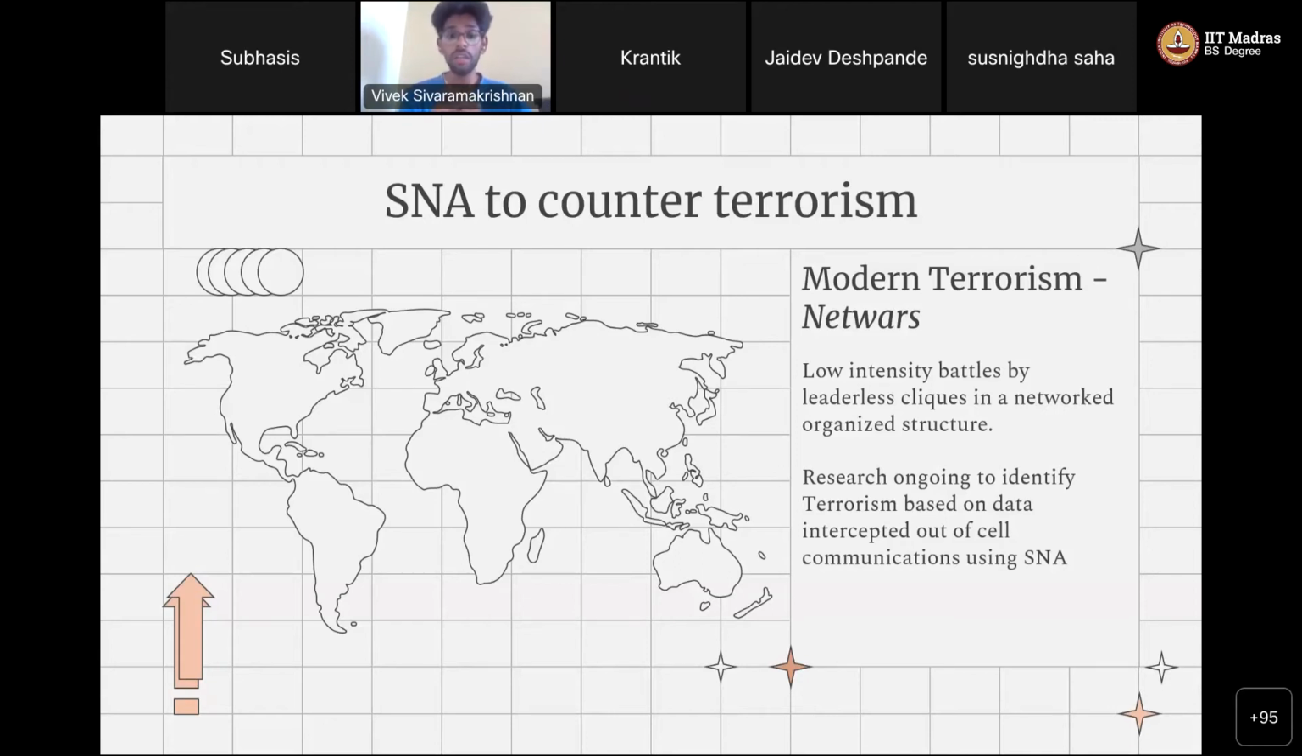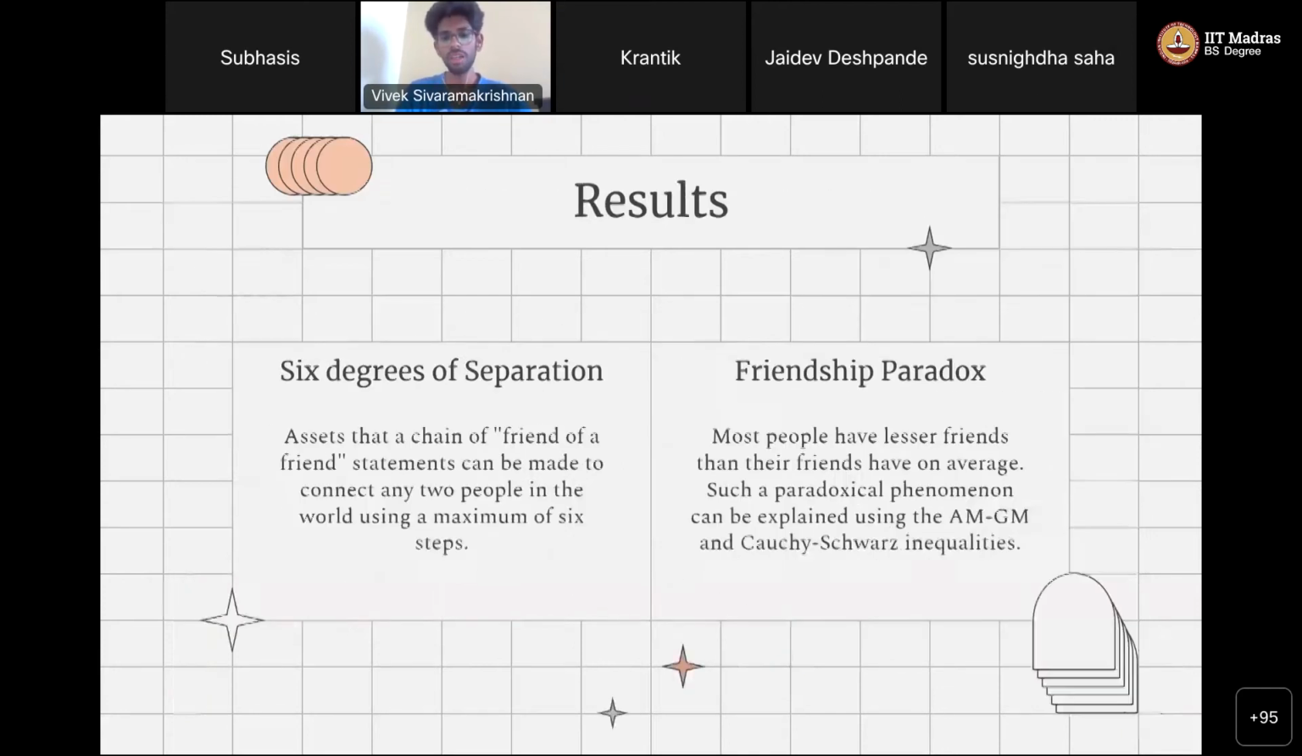Social network analysis can provide important information on the unique characteristics of terrorist organizations, ranging from issues of network recruitment, network evolution, and the diffusion of radical ideas. Finally, some very interesting results from this domain.